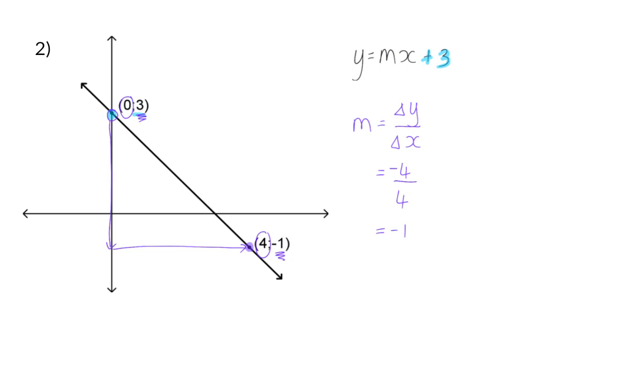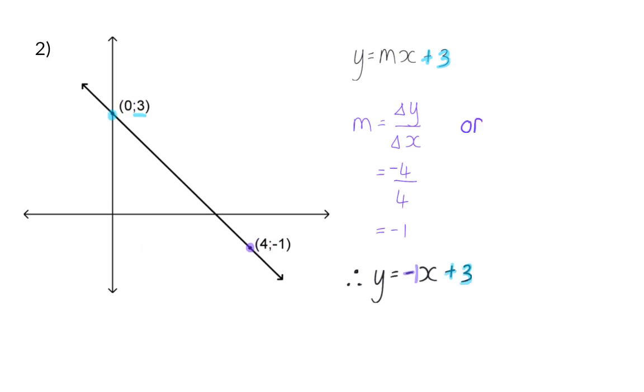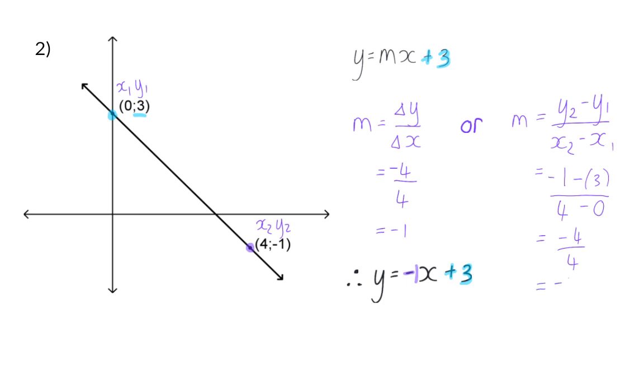And now we have the final equation. This will be y is equal to minus 1x plus 3. If you're unsure about the moving around, you can always choose to once again use the formula. So here I have two coordinates, x1 and y1, and x2 and y2. So substituting, I will start with y2, which is minus 1, and then minus y1 of 3, divided by x2, which is 4, minus x1, which is 0. This will give me minus 4 over 4, which once again gives me the gradient of minus 1.